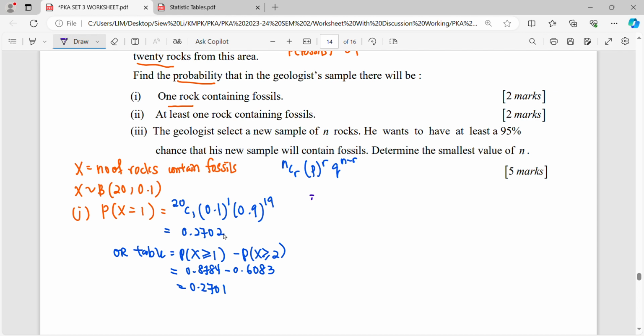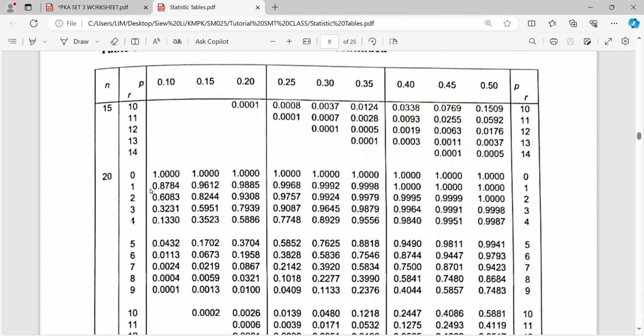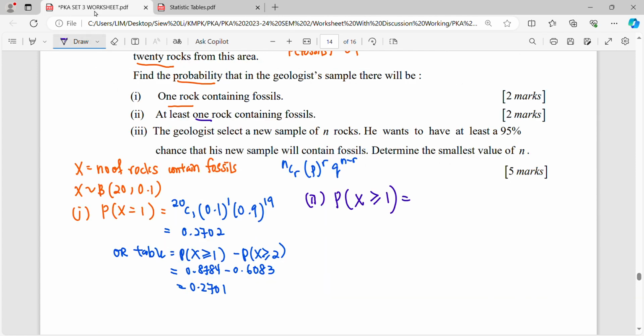Alright? Okay, so second, number 2, at least. How do we define at least in mathematical symbol? More than or equal to 1. So when we see more than or equal to 1, we just read from the table the value for 1, 0.8784.